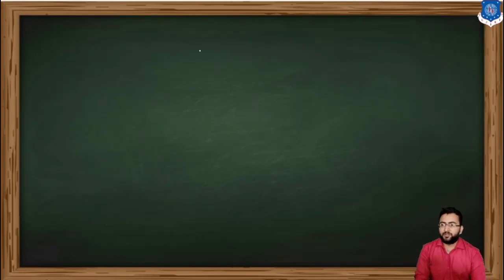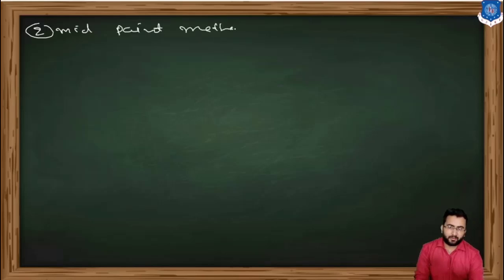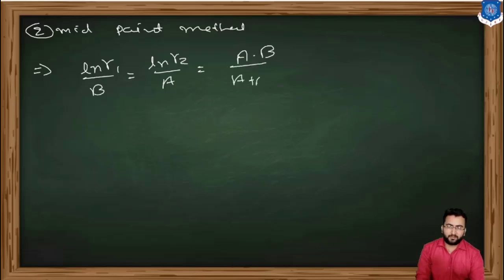Now let's discuss the midpoint method. The midpoint method can be used for testing the thermodynamic consistency of the integrated forms of the Gibbs-Duhem equation, like the Van Laar or Margules equations, which are found to be very convenient in the form ln gamma 1 upon b is equal to ln gamma 2 upon a is equal to a times b upon (a plus b) whole square. Here there will be three cases. In case 1, the value of a is equal to the value of b, so we get the midpoint of the particular component. Then the data is consistent.